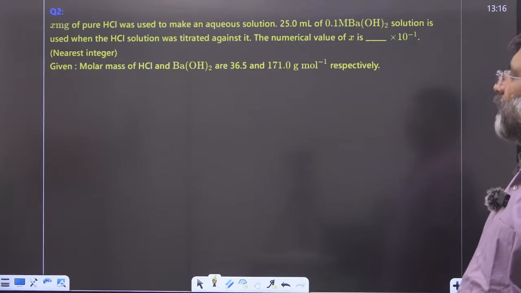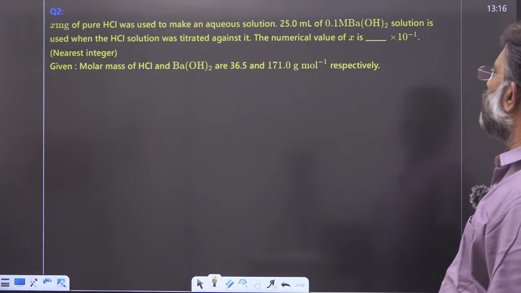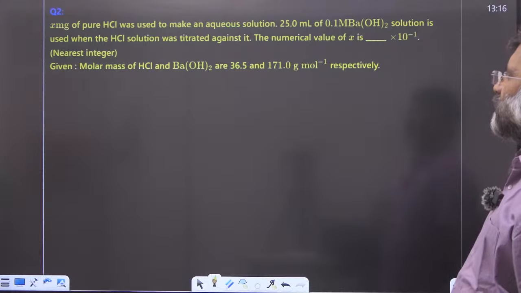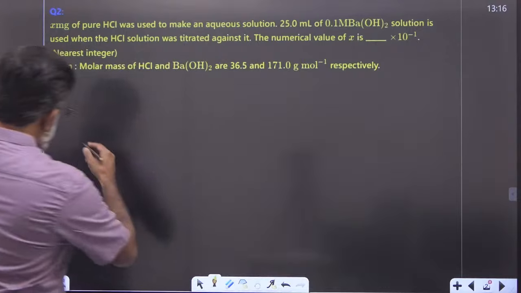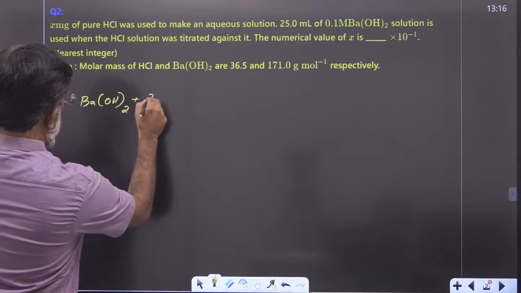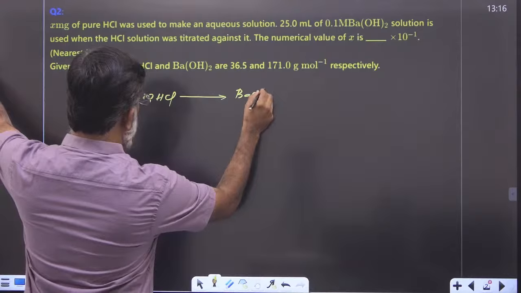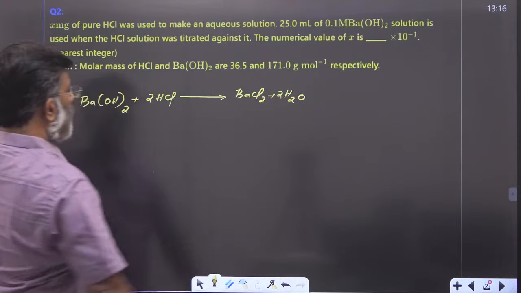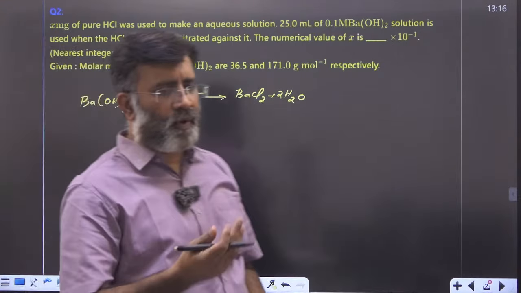X gram pure HCl used to make an aqueous solution. 25 ml 0.1 molar barium hydroxide solution used when HCl solution was titrated against it. The numerical value of X. ഇതാണ് ചോദ്യം. Once again, look at the reaction. Barium hydroxide diacidic base ആണ്. React with 2 mole HCl. You get the product barium chloride plus H2O. ഇതാണ് reaction, right? So 1 mole barium hydroxide reacts with 2 mole HCl.